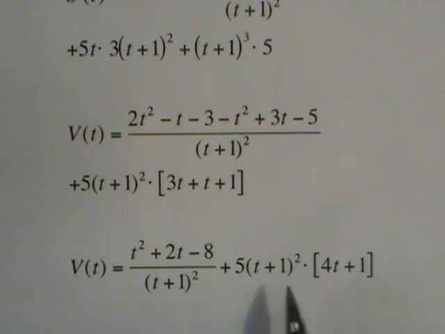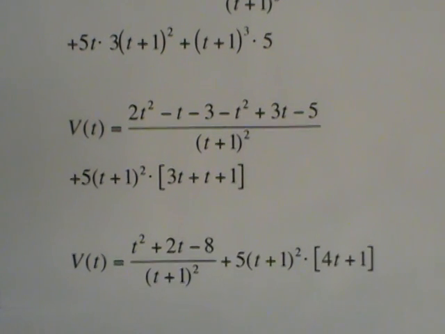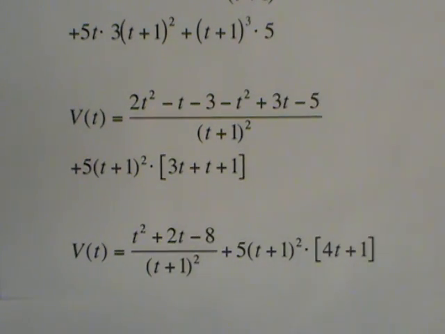I guess you could, if you wanted to, go a little bit further. You could multiply this entire set of terms by t plus 1 quantity squared on the top and the bottom if you wanted to join that together as one fraction. I was okay with it like that.